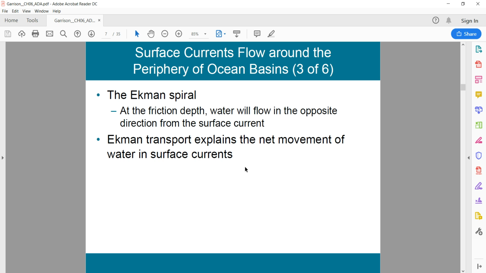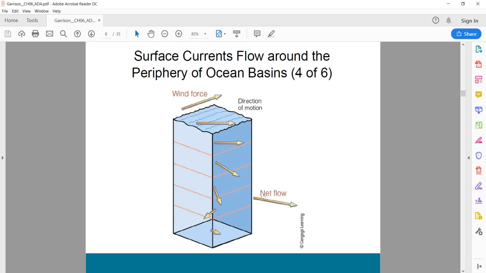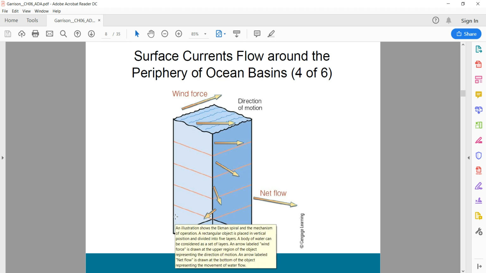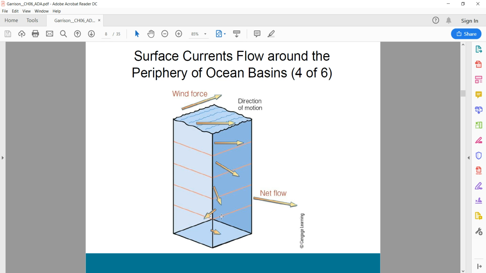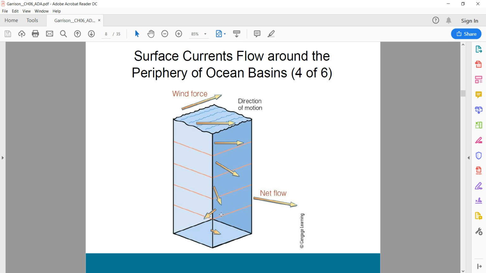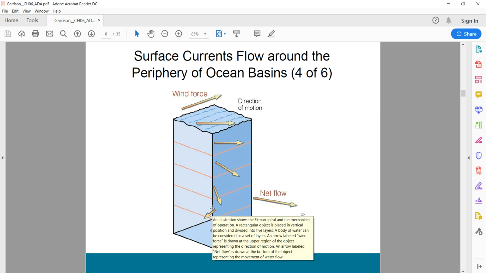And Ekman transport explains the net movement of water in surface currents, because if you think about this again, on the top surface the water is moving in this direction, but as you go deeper in the ocean, the water is circulating in the exactly opposite direction. So this will kind of counteract the deeper ocean circulation.